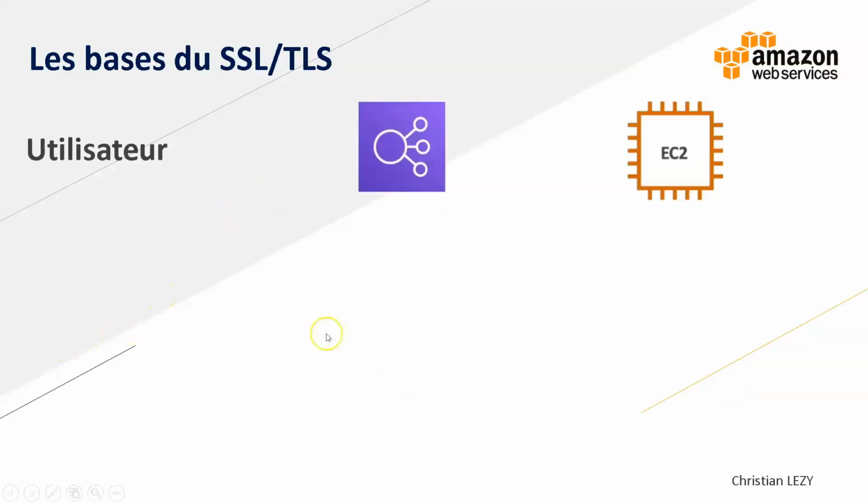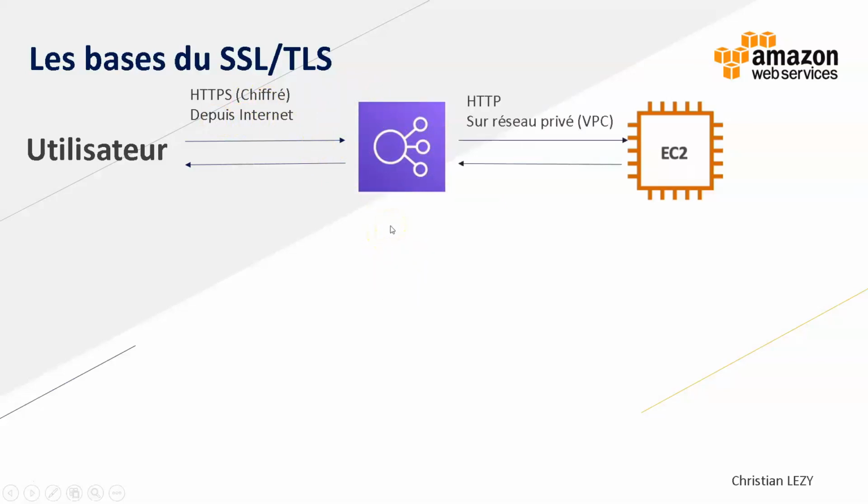So we have already seen this diagram. We have our user who is going to connect to our load balancer in HTTPS, this time with an encrypted connection from the internet. What will happen with the load balancer? Well, we'll have a connection termination, and then the traffic will be forwarded to our instance in HTTP on the private network.